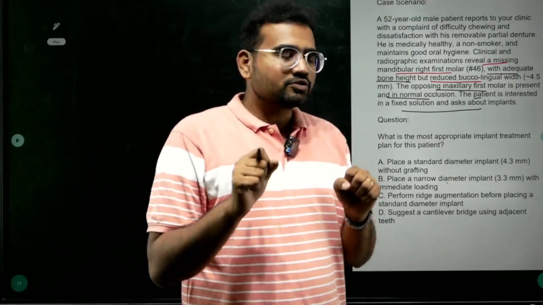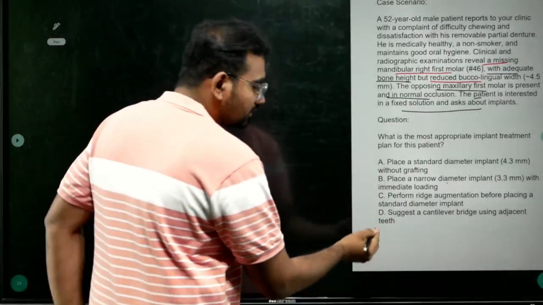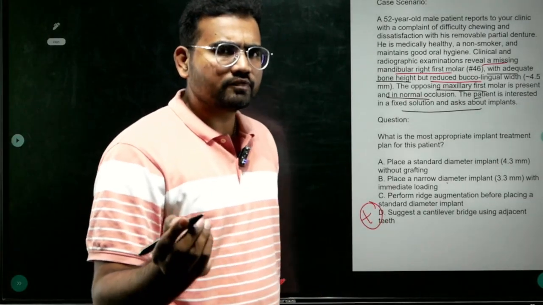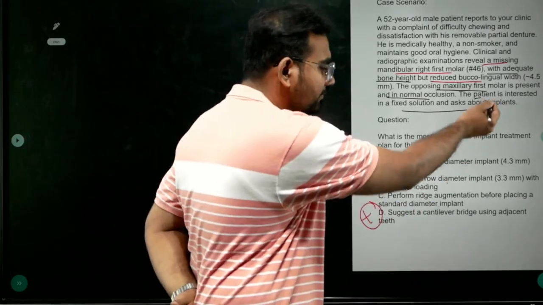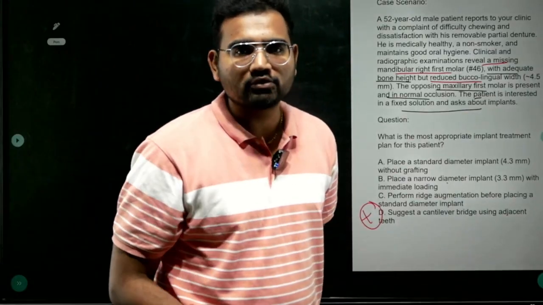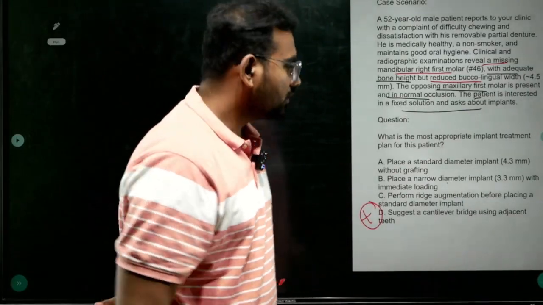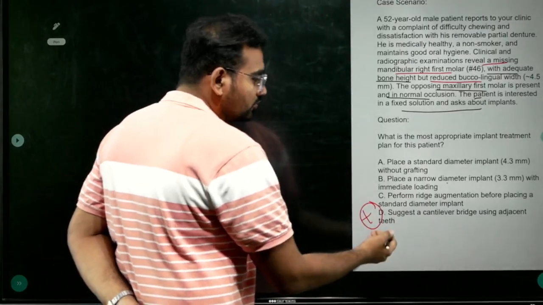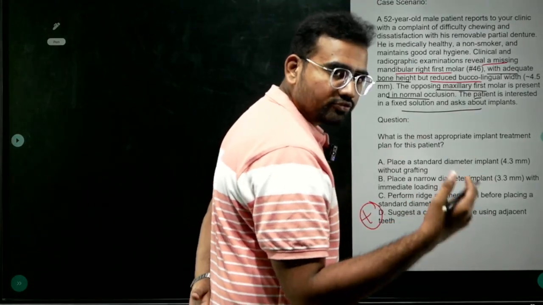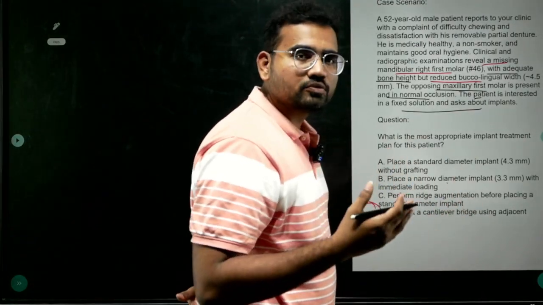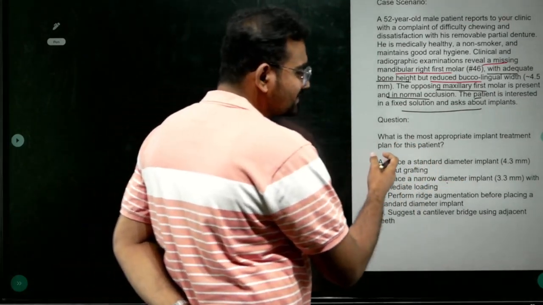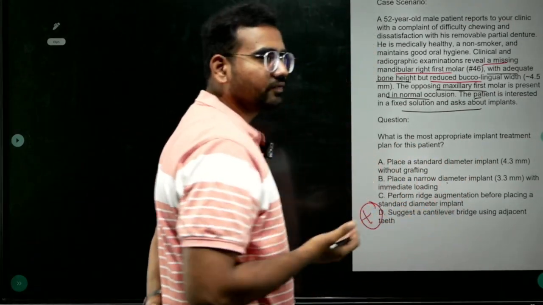So this is completely irrelevant to my question. I'm not going to talk about fixed partial denture now. The patient is asking about implants. There's no need to explain a cantilever especially. Okay, so I'm going to rule out option D. What is left? I'm going to read the three options and eliminate as much as I can. So, for example: place a standard diameter implant without grafting.